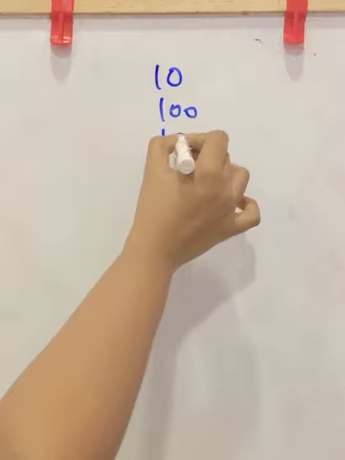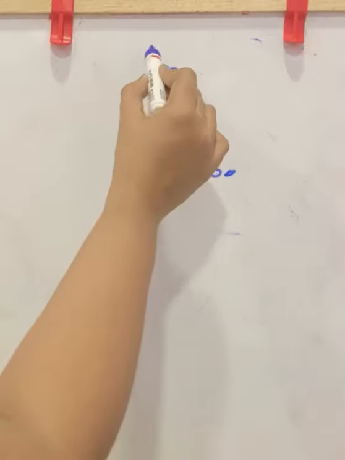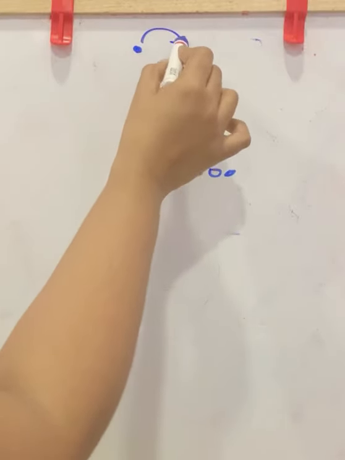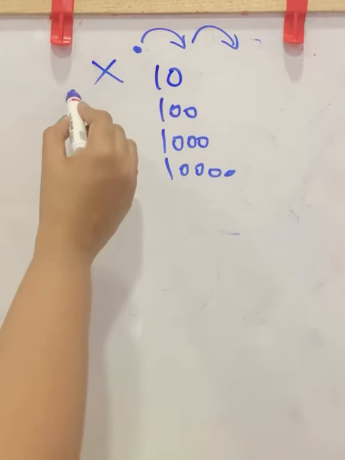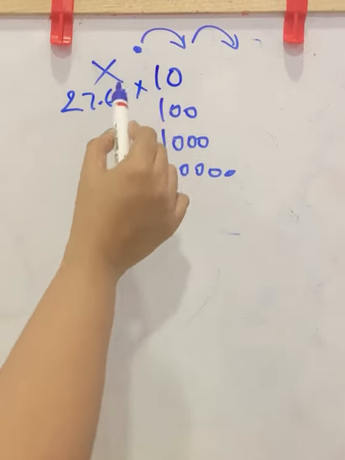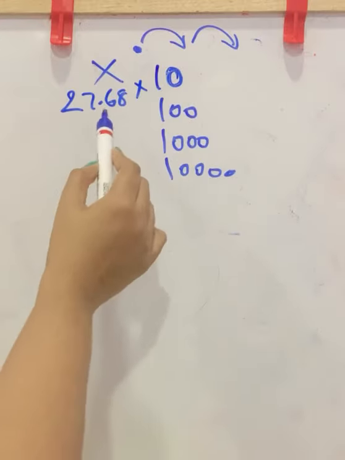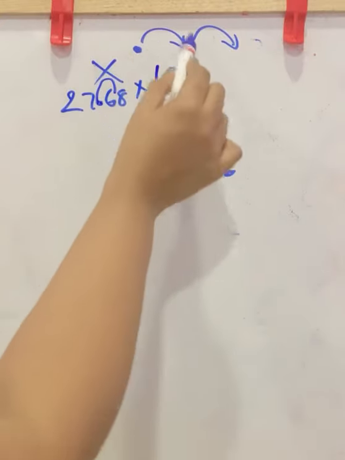Next is multiplication with 10, 100 and 1000 and division with 10, 100 and 1000. While you are multiplying with 10, 100, 1000, 10,000, that is 1 and zeros, the decimal point jumps to the right side in multiplication. That is, if it is 27.68 multiplying with 10, here there is 1 zero, so this number's decimal point jumps one place to the right side.